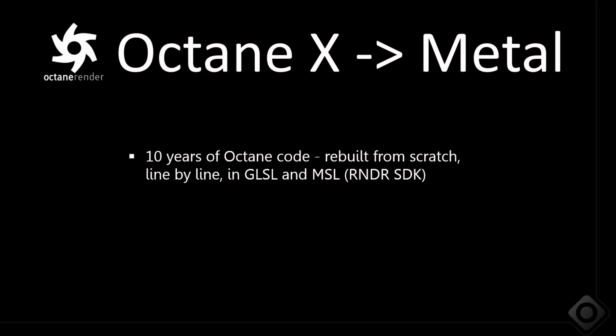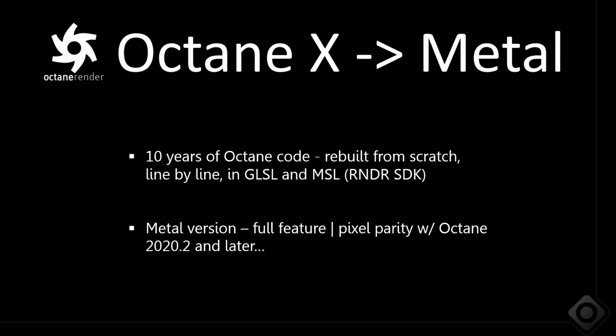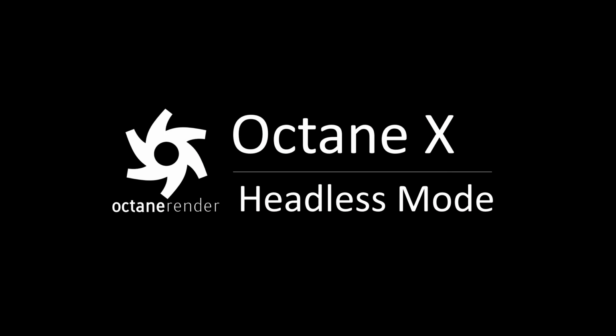And we can also use Metal shading language to optimize any GLSL, which we've done for Octane X. And the Metal version is now done. It has full pixel parity with the latest Octane 2020 release coming out this summer. And it's awesome. So you can use this for many things on the Mac.